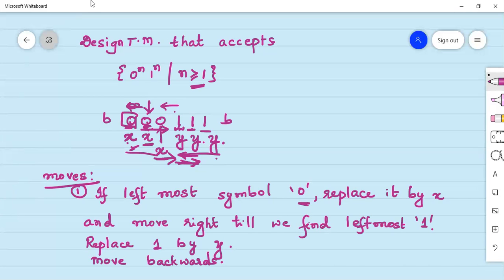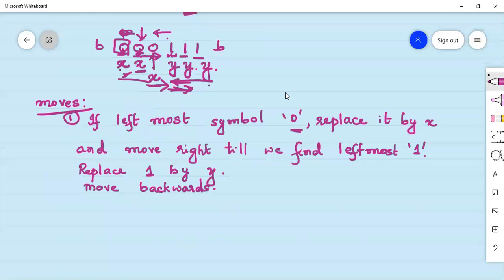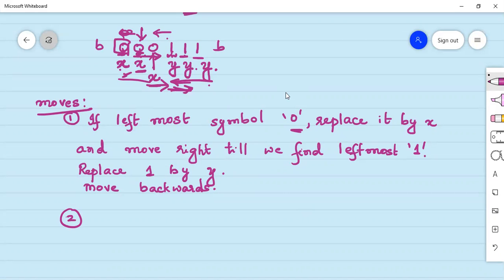What about the next thing? What will you encounter when you move backwards? When you move backwards, we have to find the leftmost 0 and repeat this step, isn't it? So we repeat step 1 again with the newly found leftmost 0, again, correct?